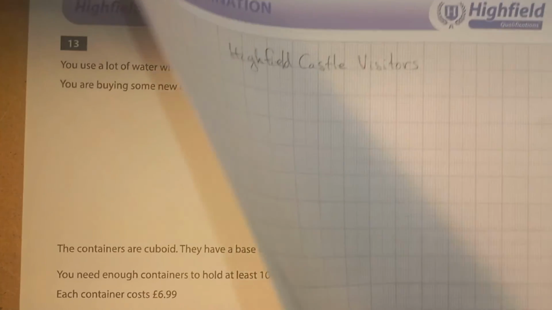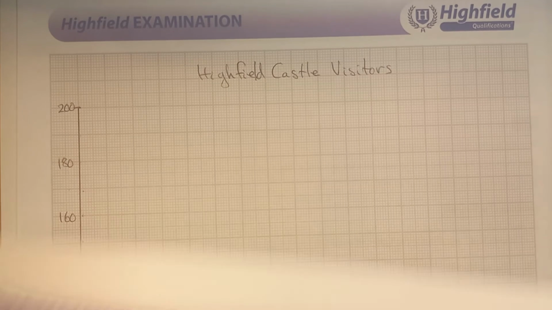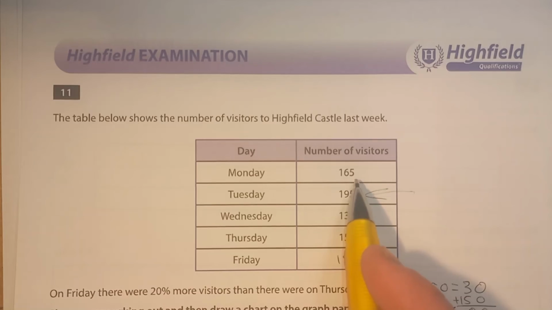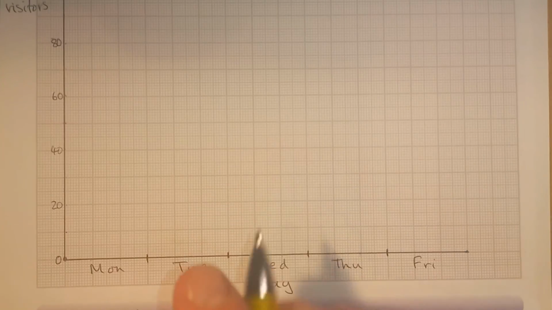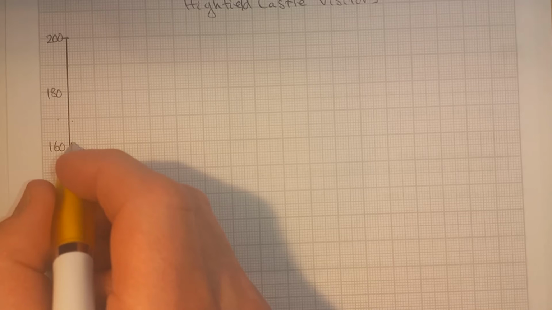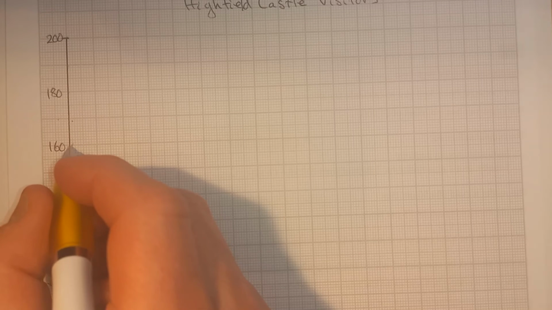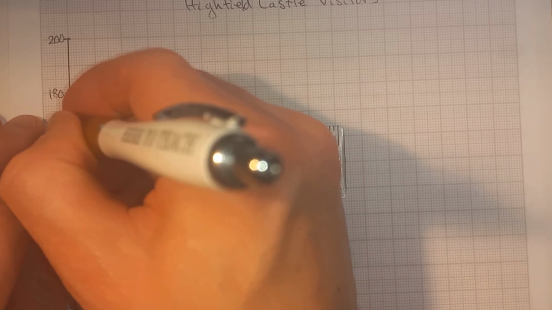Okay, so we've got those values. What have I done with the values? I have them somewhere. Oh, they're over here. Okay, so for Monday we had 165 visitors. So remember, Monday's down here. So we're going to go up to 160. And we've got one little box for each visitor. So 1, 2, 3, 4, 5. So we're going to go across 165.